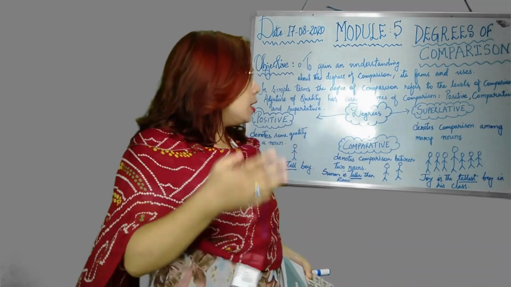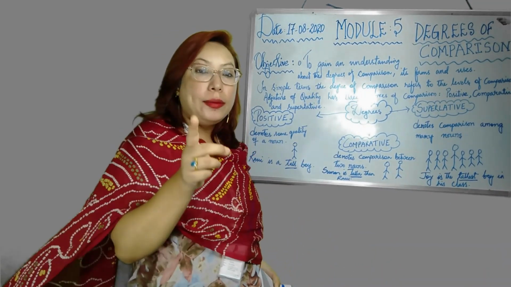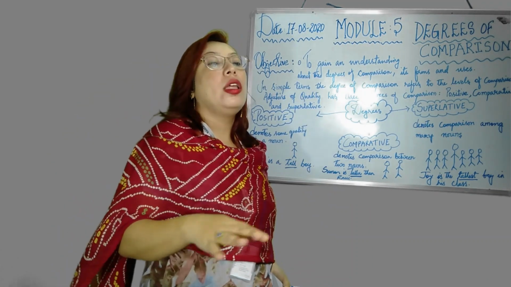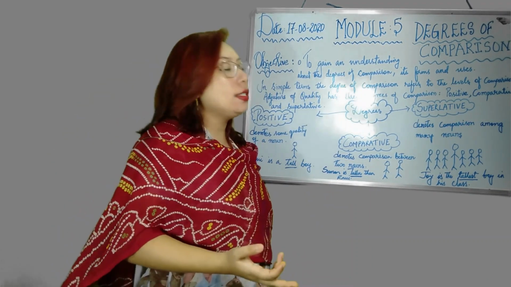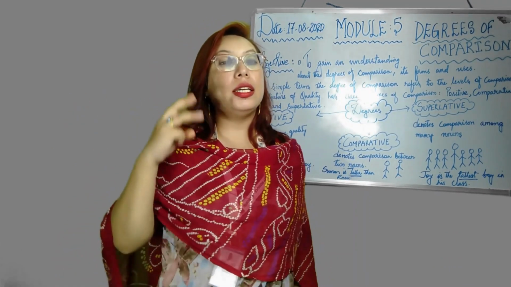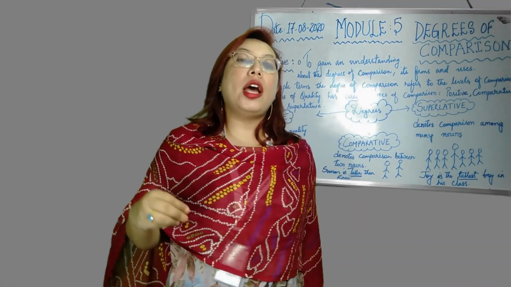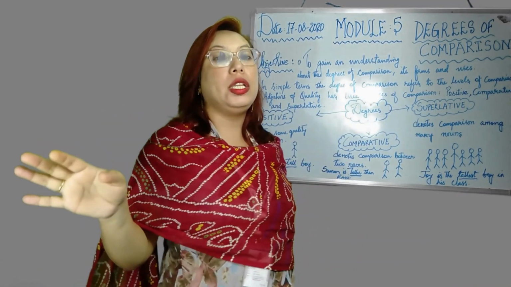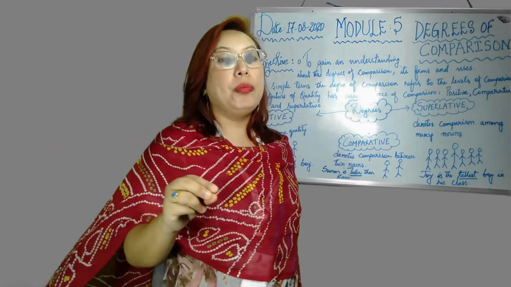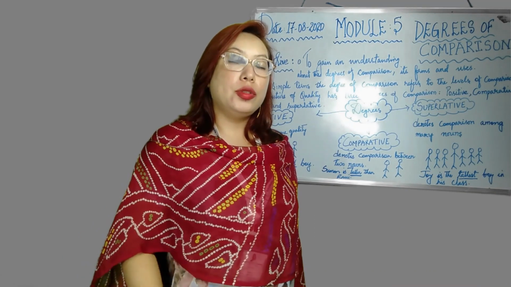So the first degree is what? Positive degree, where only one quality of a noun is being assessed. It is not being compared with any other noun. Second one is comparative degree, where two nouns are being compared. The third one is superlative degree, where the quality of the noun is being compared with a larger group, more than two nouns. I hope all of you have understood it, students.